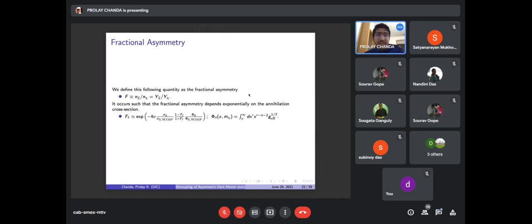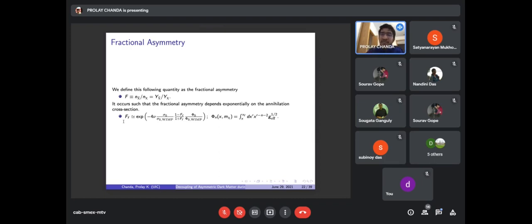Next, we can define the fractional asymmetry, which is basically the fractional anti-dark matter compared to the dark matter. The analytic relation we arrive at is that the fractional asymmetry depends exponentially on the cross section. So it decreases exponentially with the cross section. Now this is math, but you can realize it physically. A higher fractional asymmetry, I mean 10 to the minus 6 is higher than 10 to the minus 2.